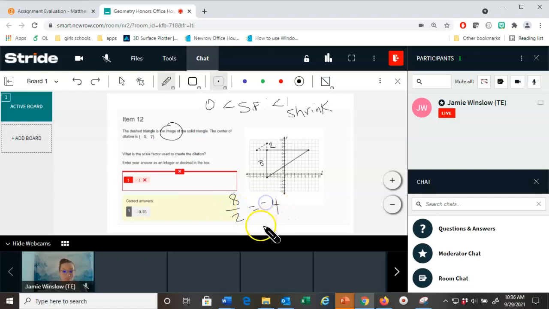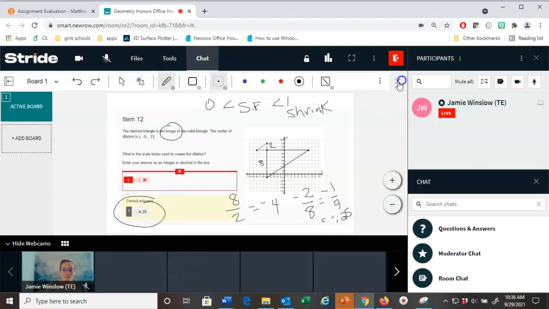And we do know it's negative since it is smaller. But 4 is not between 0 and 1. So that's when you actually have to reverse the ratio. So really we're looking at 2 over 8, which is -1/4, which is -0.25, which is what they got.